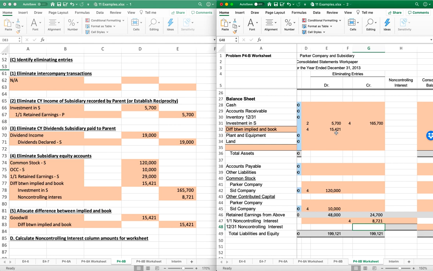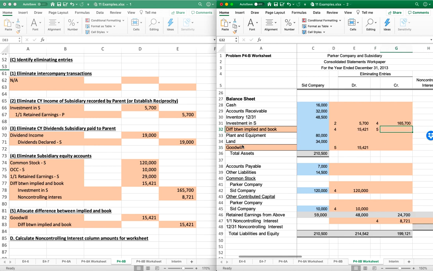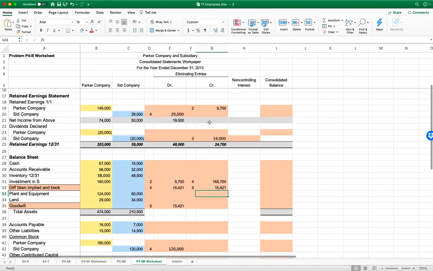Then our last entry is to establish goodwill. That's going to be a debit for $15,421 and a credit to our difference between implied and book for the same amount. Again, our debits and credits balance. All right, so I'm going to make this full screen so we can talk about it for a little bit.